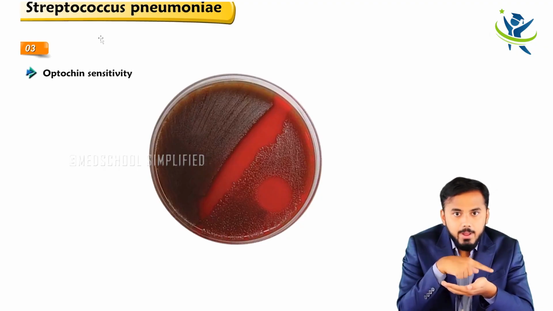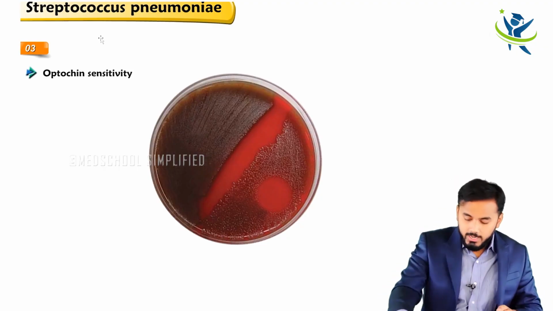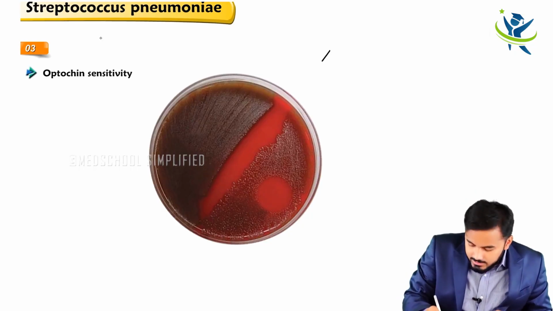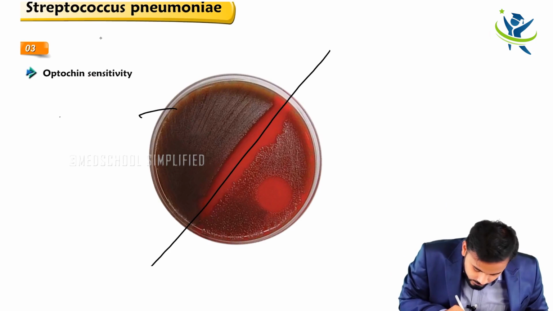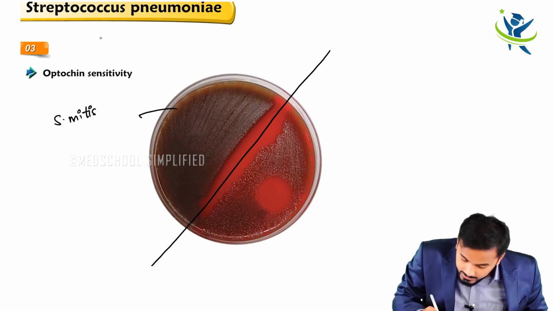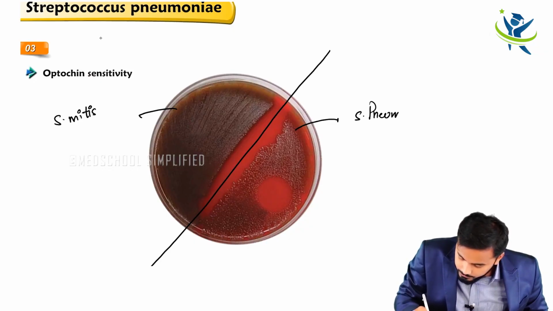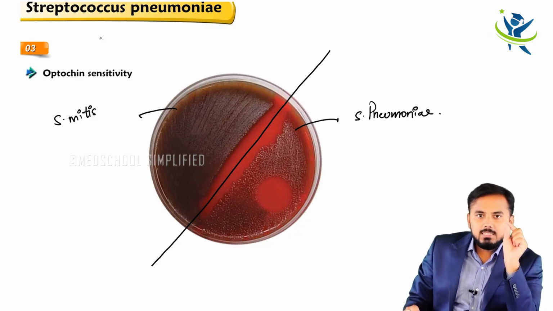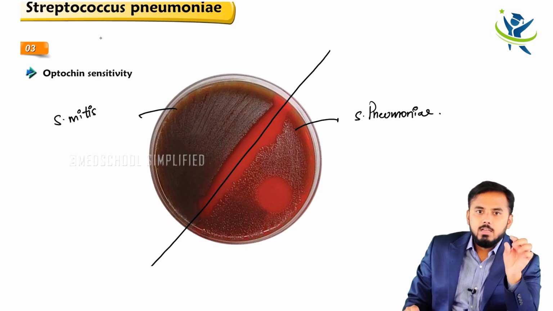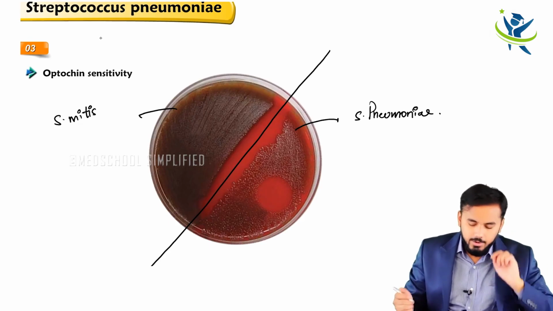I have added another bacteria on the left side. So look at this slide here. I have divided this slide into two halves. On the right side, I have added Streptococcus mitis. On the left side, I have added Streptococcus pneumoniae. Now, after adding this, what did I do? I have kept a white color disc called optochin disc. Optochin is nothing but an antibiotic.